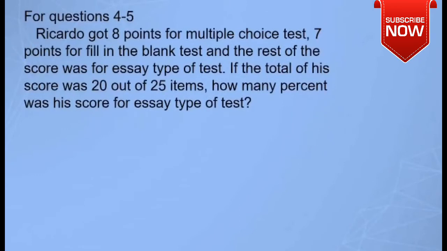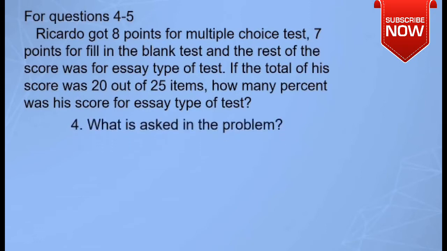For questions 4 to 5, here is the problem. Ricardo got 8 points for multiple choice test, 7 points for fill in the blank test, and the rest of the score was for AC type of the test. If the total of his score was 20 out of 25 items, how many percent was his score for AC type of the test?